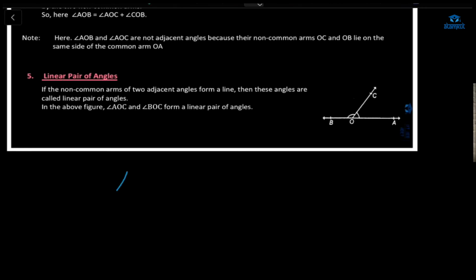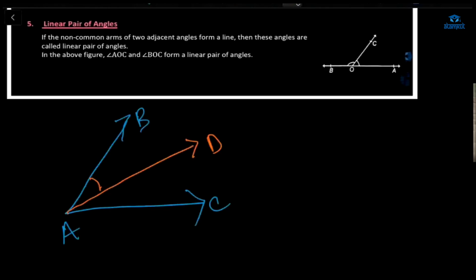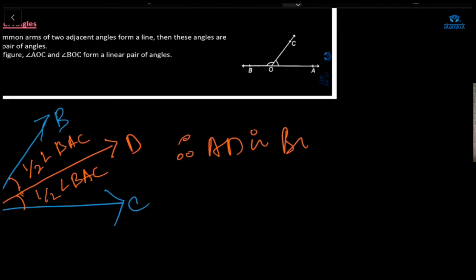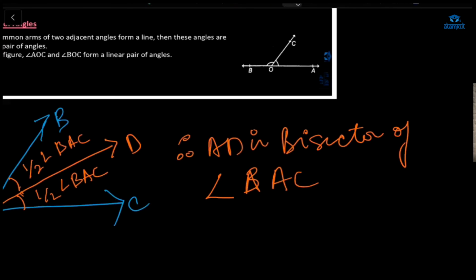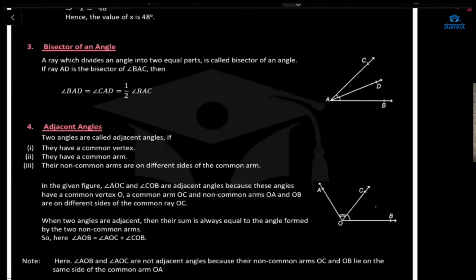That means if it is A, B, and I draw a ray such that this is half of angle BAC, and this is also half of angle BAC, therefore AD is the bisector of angle BAC. If both the angles are equal, then it is a bisector of the angle.